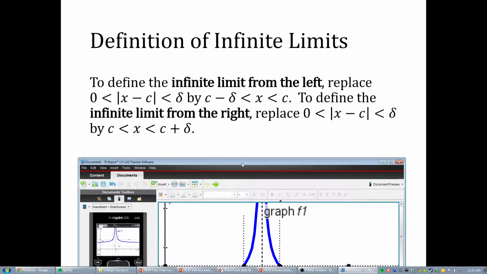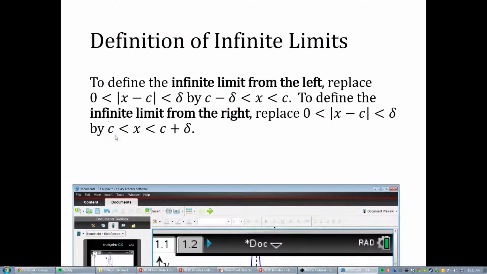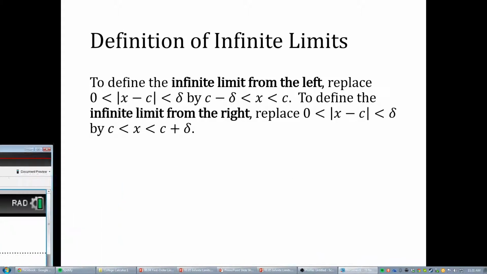Similarly, for the infinite limit from the right, this c plus delta will be here. x will always be in between c and c plus delta, and c is always going to be the smallest value. So looking at this right here, c is the smallest, then comes x, and then c plus delta will always be the biggest one.